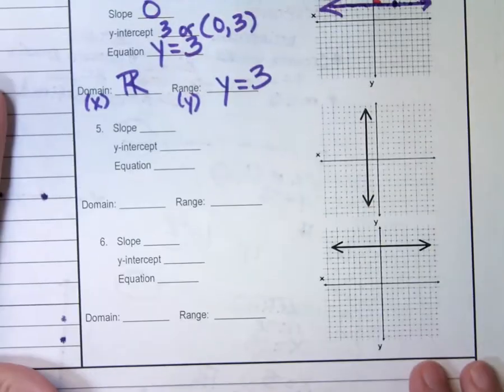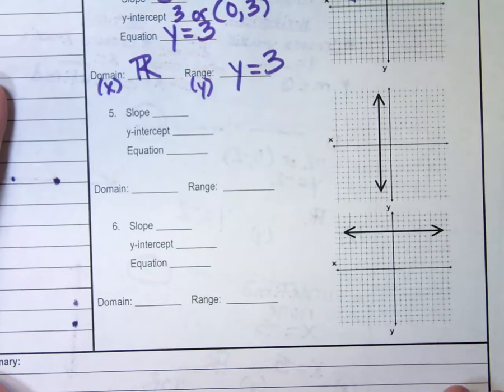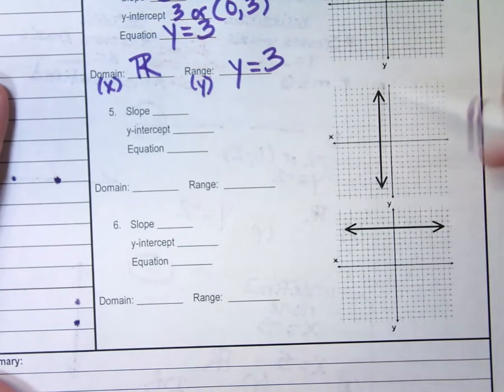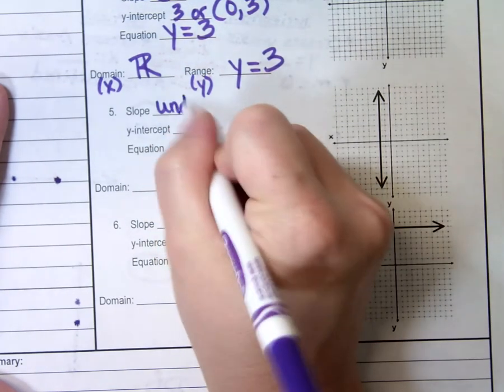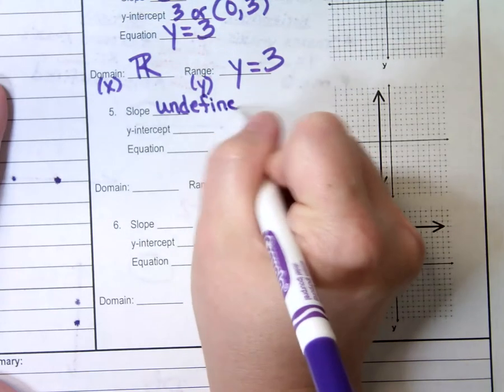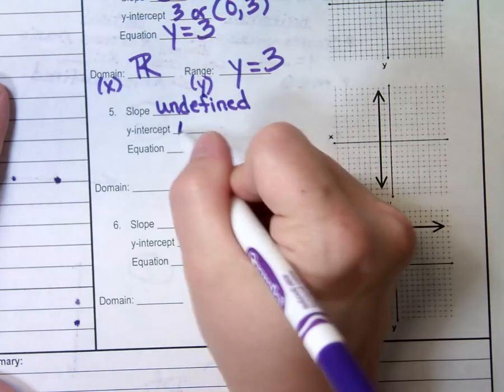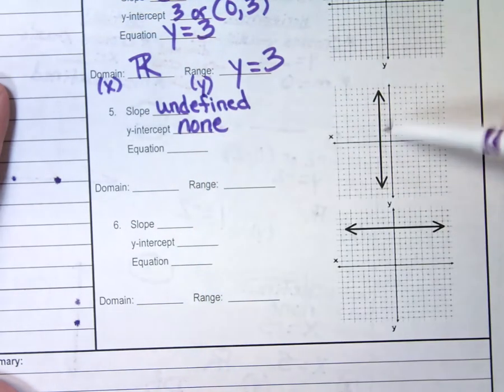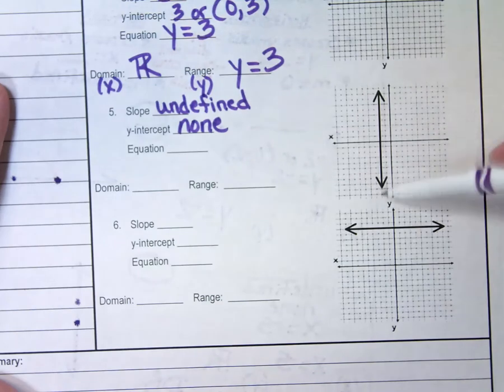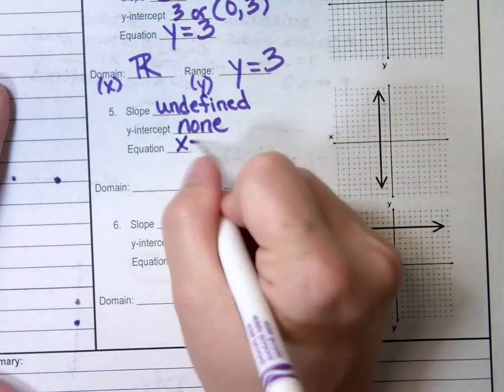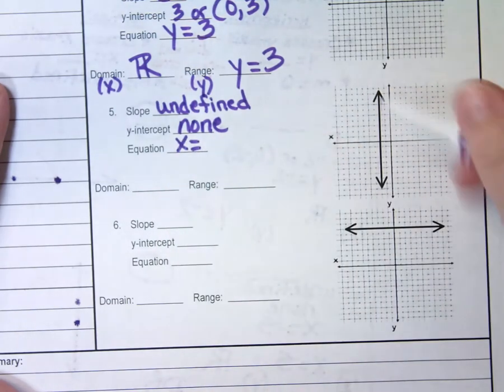Okay, 2 more. Number 5, we should know this by now. What's the slope of this line you see? Undefined. What's its y-intercept? Doesn't have one. It never crosses the y-axis. And all vertical lines have the equation of x equals, because that's the axis they cross. And what is our x value everywhere on this line?